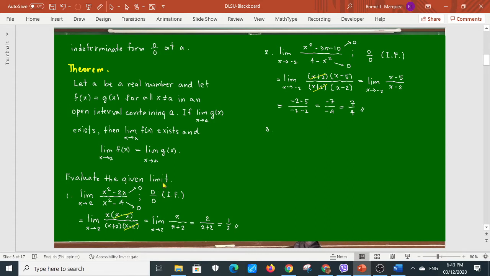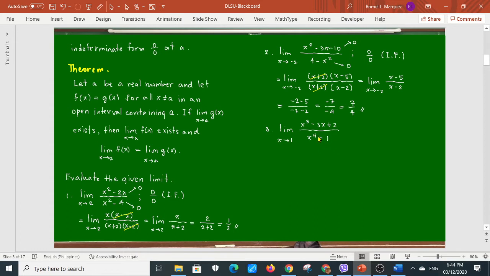None, sir. Let's have another one. Limit as x approaches 1 of this quotient: x cubed minus 3x plus 2, and then x to the fourth minus 1.